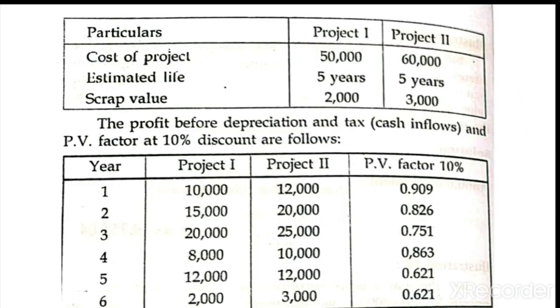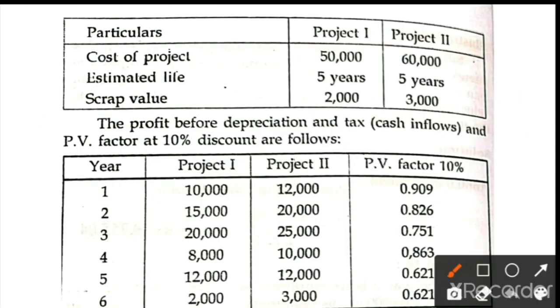Actually, this is the given information. Dear students, please pay attention. This is project 1 information, this is project 2. In project 1, they are given the cost of the project as 50,000. Project 2, the cost of the project is 60,000. Estimated life is 5 years and 5 years. Scrap value is 2,000 and 3,000. Right now scrap value is not useful for us. The main important thing is the cost of the project, which is very important for the calculation. But actually, the cost of the project will be useful after calculating the present value.